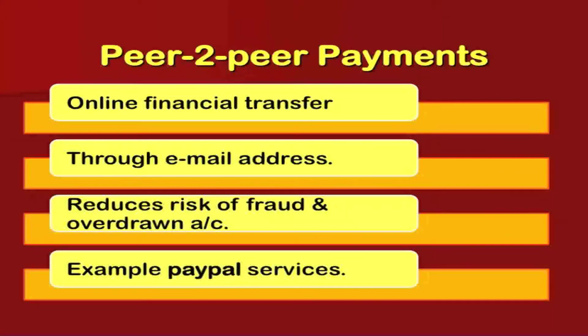Then you have peer to peer payments, which is online financial transfer through email addresses. It reduces the risk of fraud and overdrawn accounts. An example is the PayPal service. Peer to peer is when two business people connect. They have registered accounts and can directly connect, transfer cash and settle their payments through email services. So, a registering authority has to be there which takes the responsibility that both parties who are signing a contract have the capability of paying and have cash in their account.